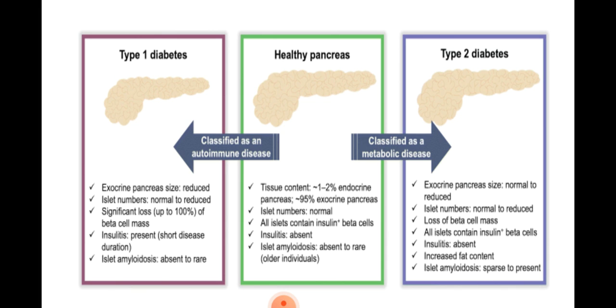All islets contain insulin plus beta cells. It also has increased fat content. Whereas if we talk about a healthy pancreas, it includes tissue content of 1 to 2% endocrine, and all islets contain insulin plus beta cells. The islet numbers in a healthy pancreas remain normal.